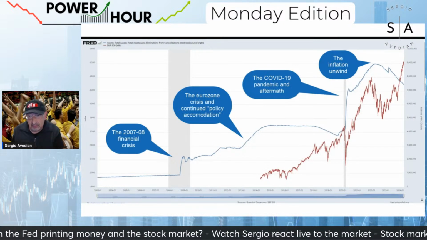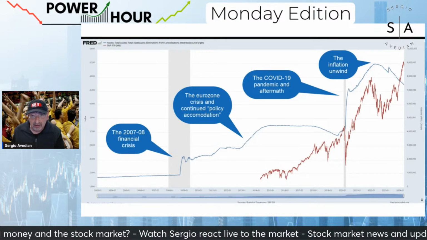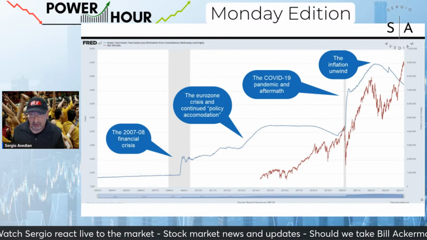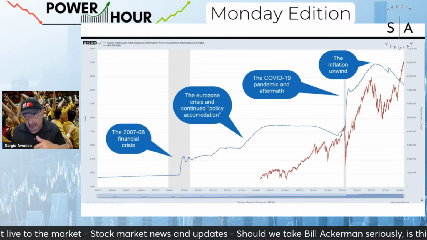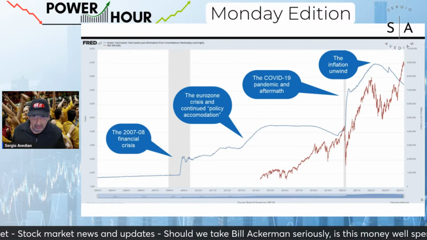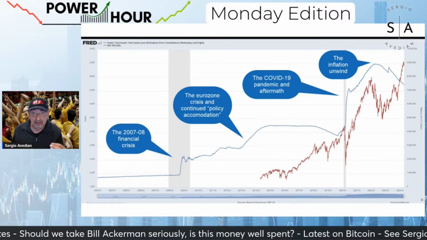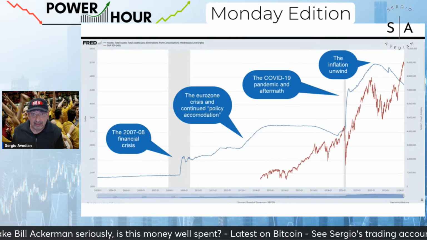Now, when did the market take a hit, right? The inflation unwind. Well, they created the inflation. Now they're trying to unwind it. Now you see the blue line kind of going down, right? Well, blue line going down, by the way, there is a lag in this. There is about a 6-month lag, right?